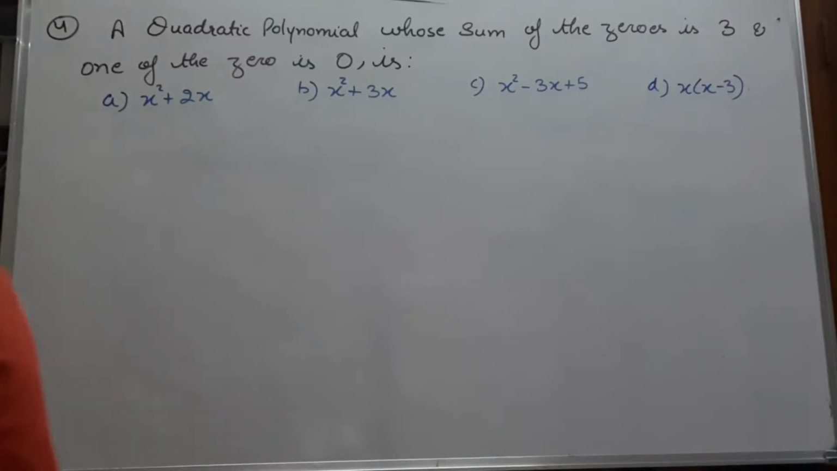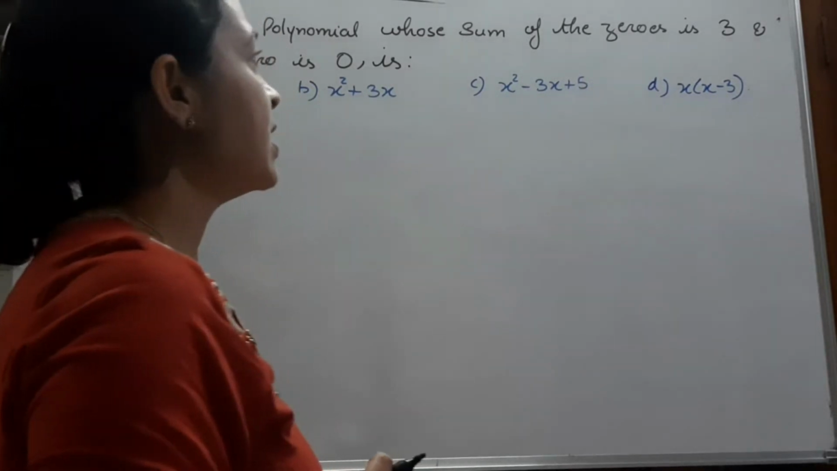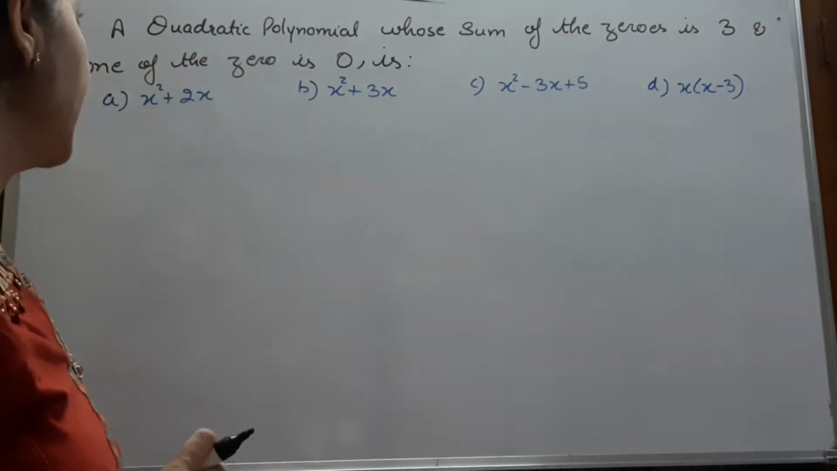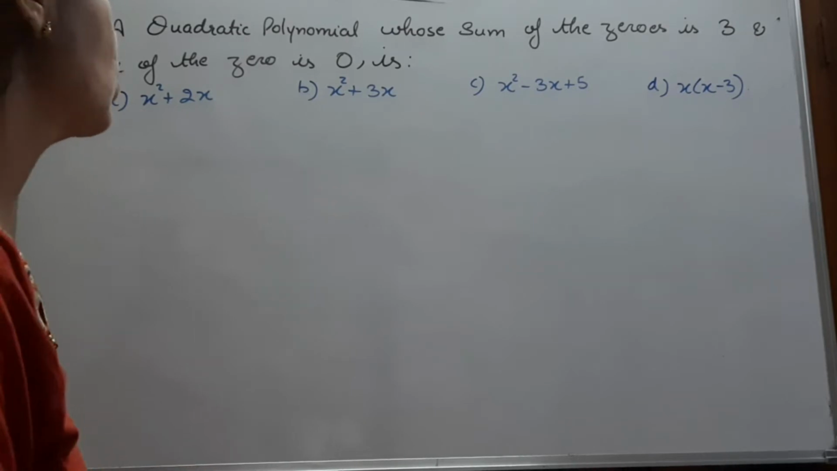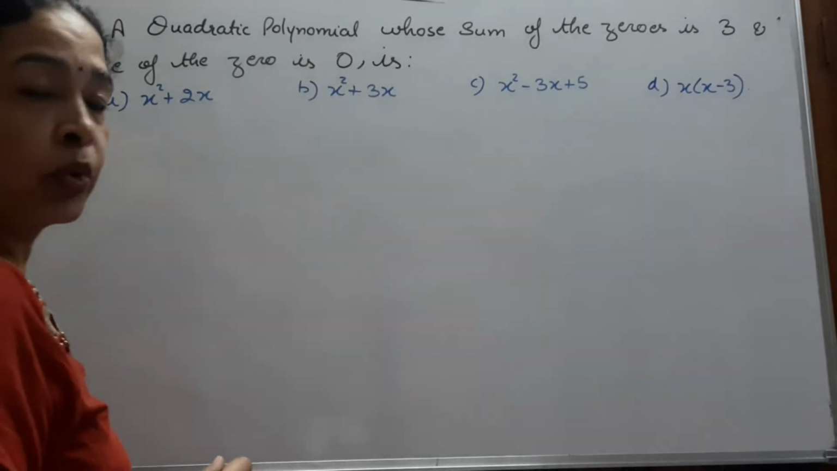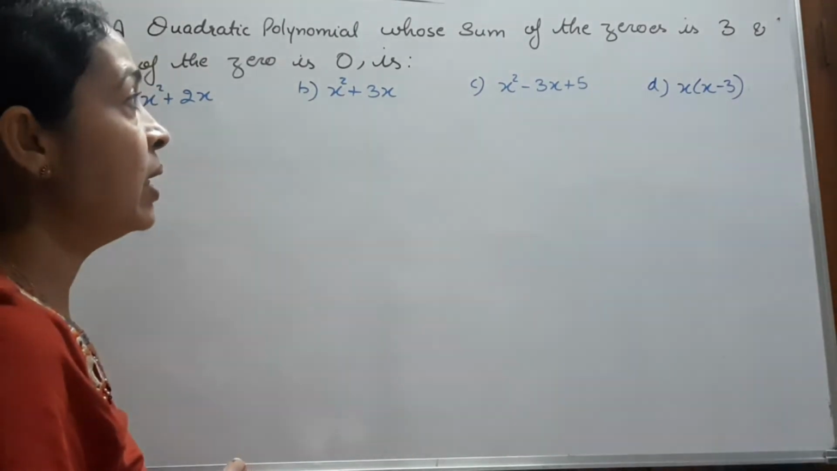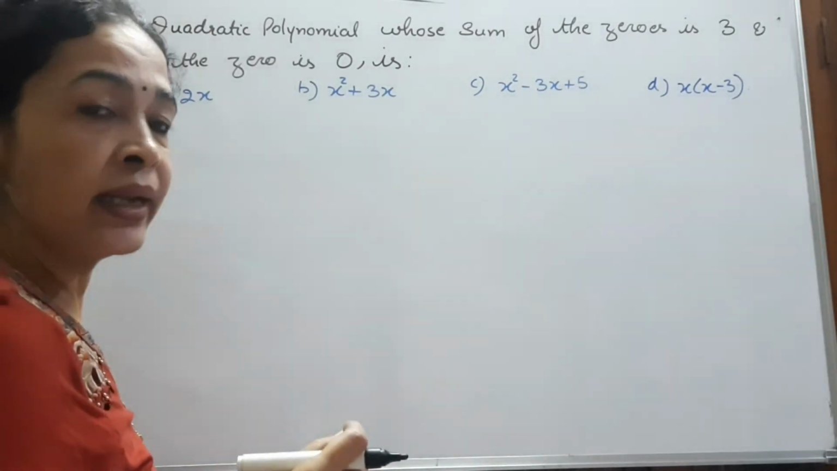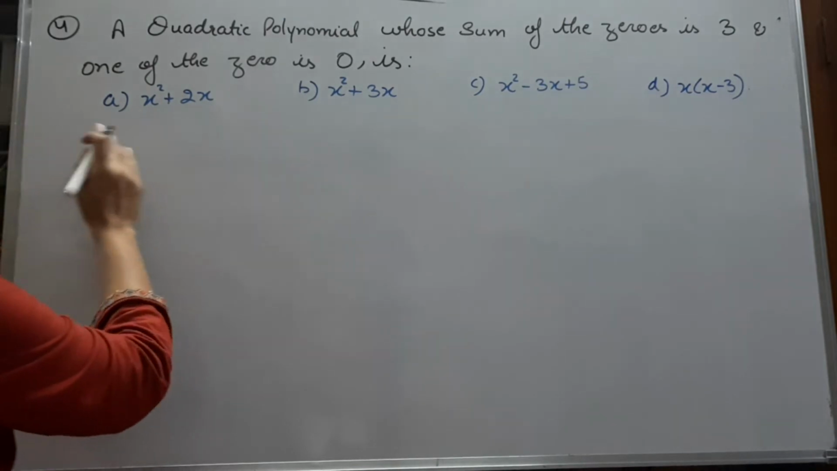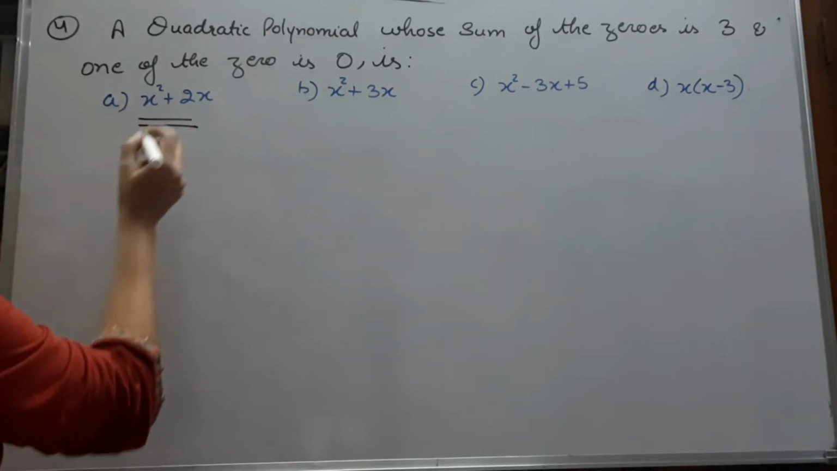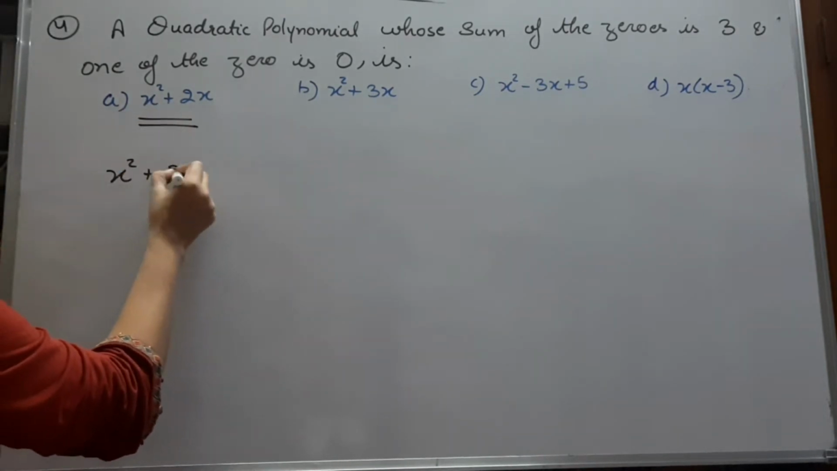A quadratic polynomial whose sum of the zeros is 3 and one of the zeros is 0. Which is the quadratic polynomial which has 2 zeros whose sum is 3 and out of the 2 zeros one is 0? Now let's take the first polynomial, x square plus 2x.